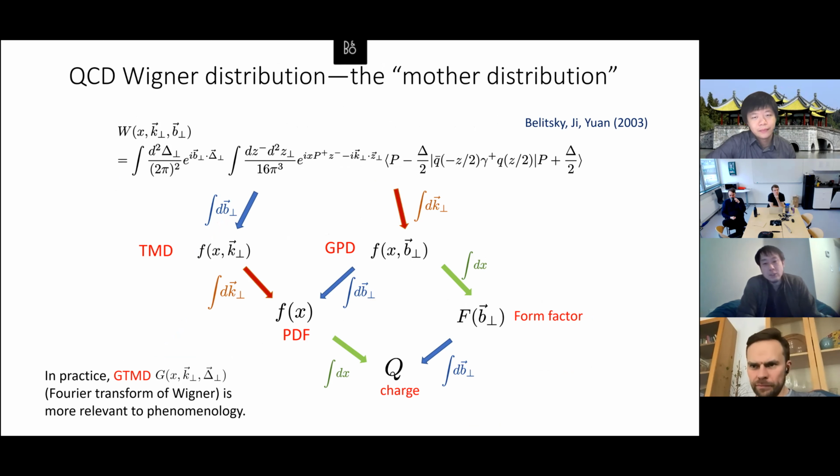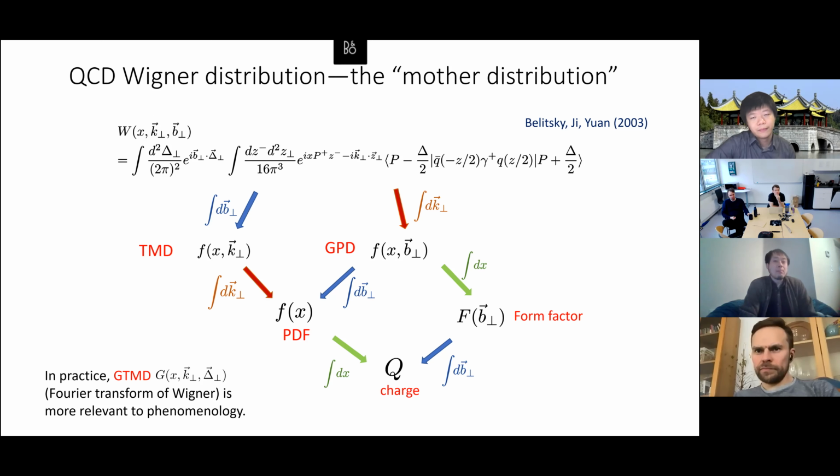So here's a kind of family tree of PDFs. So you have a mother distribution function, the Wigner distribution function at the top, and by successively integrating over b perp and k perp, then you can generate all the lower dimensional parton distribution functions, TMD and GPD and PDF, form factors. And in practice, instead of working with the Wigner distribution function, it's more convenient to work with the so-called GTMD, which is a Fourier transform of the Wigner distribution function. So instead of b perp, you do the Fourier transform to delta perp, which is the momentum transfer. And this is what appears in the observables.